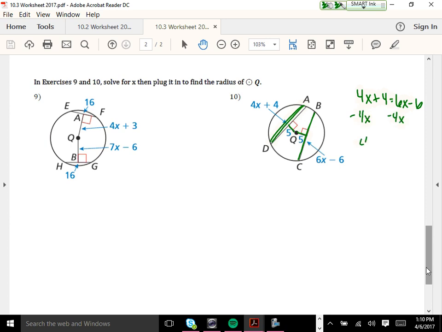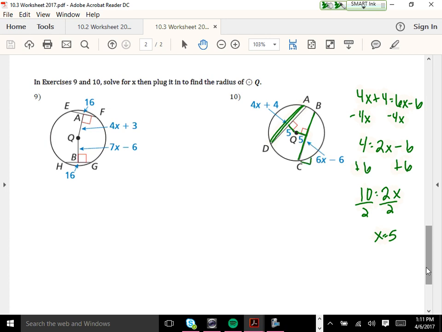Minus 4x. Add 6. 10 equals 2x. Divide by 2. X equals 5. Let me pause. All I did was set the expressions equal and solve. That's all I did. X equals 5. Now, 5 is not the length of the chord. What do I have to do with the 5? Plug it in. So it doesn't matter which one you plug into. What's 6 times 5? 30. What's 30 minus 6? 24.